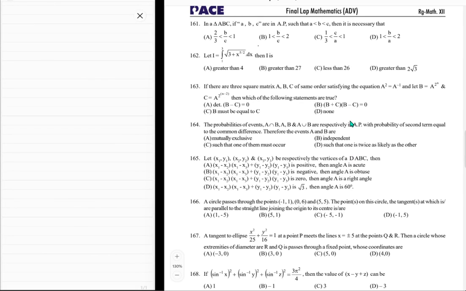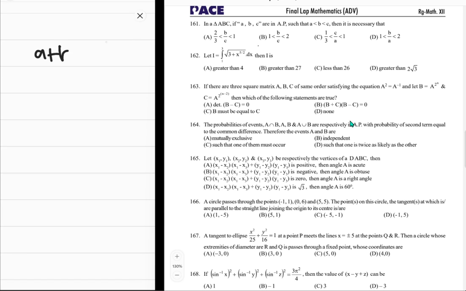161. In the triangle ABC, if A, B, C are in AP such that A < B < C, then it is necessary that, right? So basically we just have to use the triangle inequality, nothing else. So you know that A plus B is... oh, so like this. So we have to find these types of ratios.